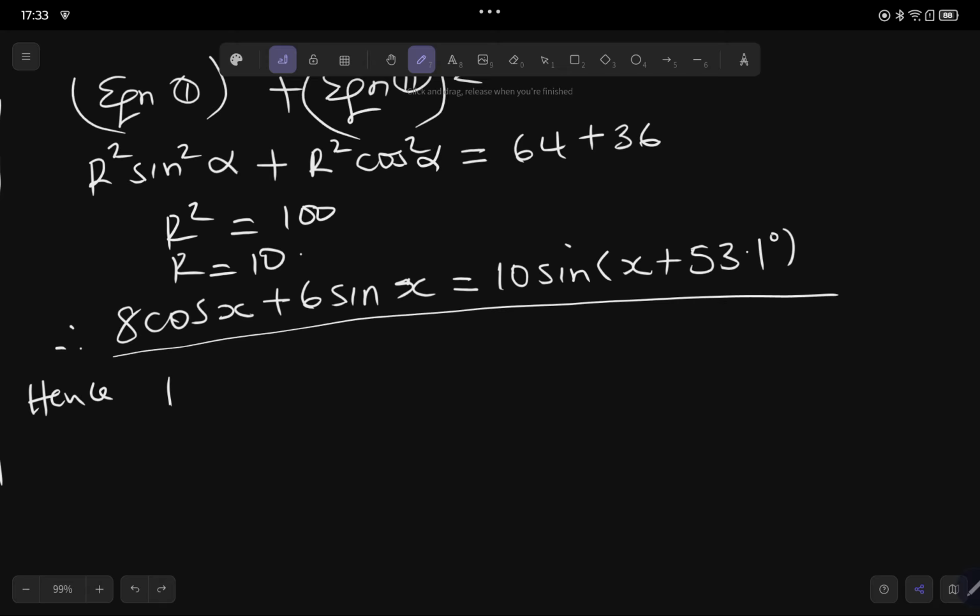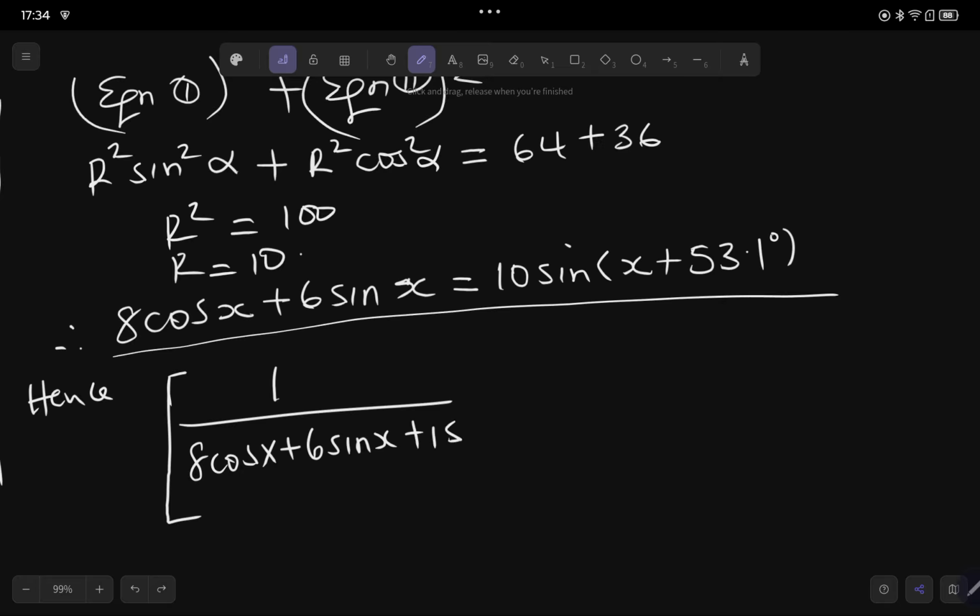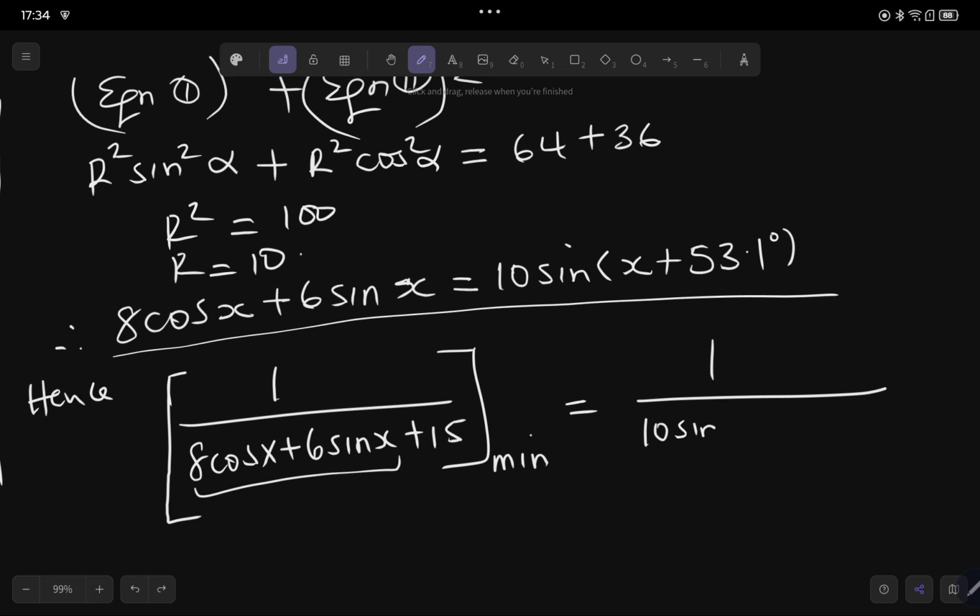Find the minimum. We want to find the minimum of what? 1 plus 8 cos x plus 6 sin x plus 15. If you want to find the minimum, I can now easily replace 8 cos x plus 6 sin x with what I have got, with 10 sin(x plus 53.1 degrees) plus 15.